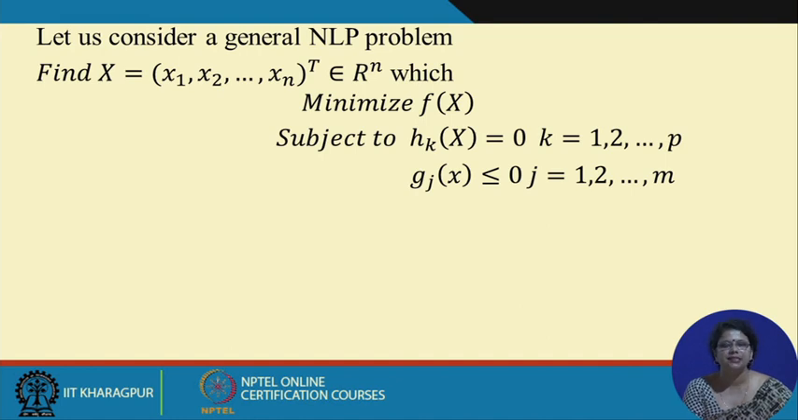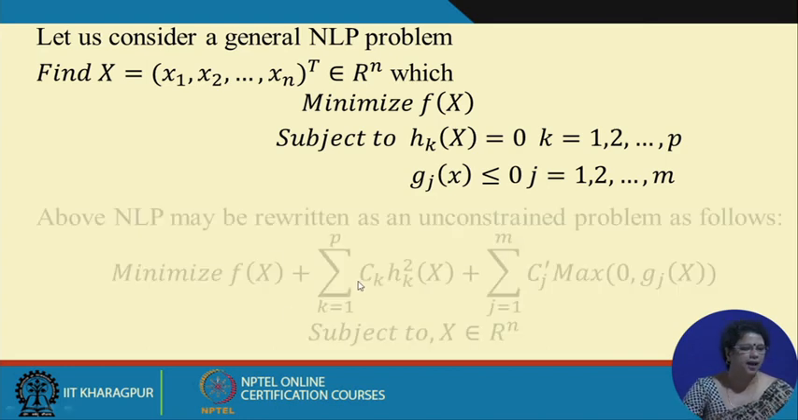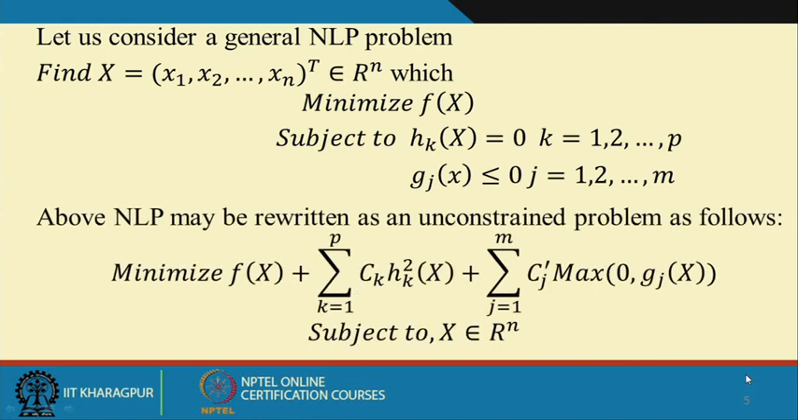To make it just like our exterior penalty function method, we can take the penalty function as the maximum of 0 and hk squared. If this is so, then we can have the unconstrained problem like this: minimization of f(x) plus summation of ck hk squared plus cj prime times the inequality penalty. Here we are considering the exterior penalty function method. We can consider the interior function as well here. Now, this is the problem.